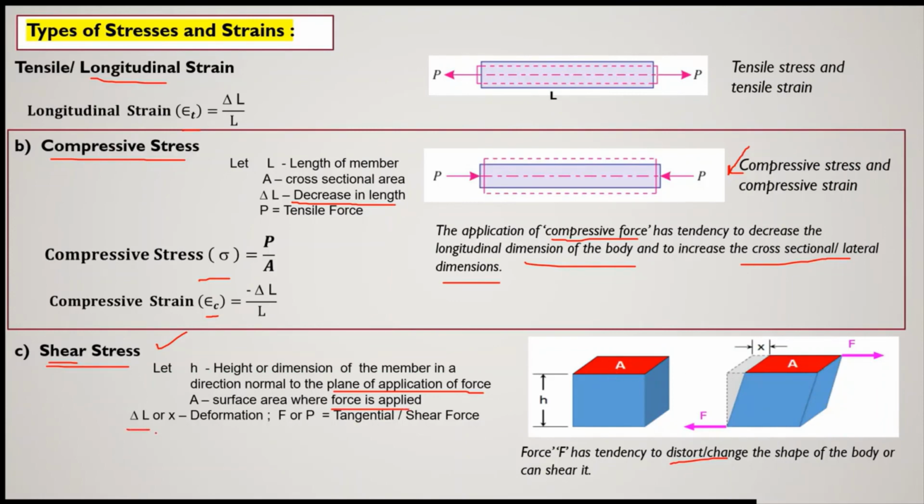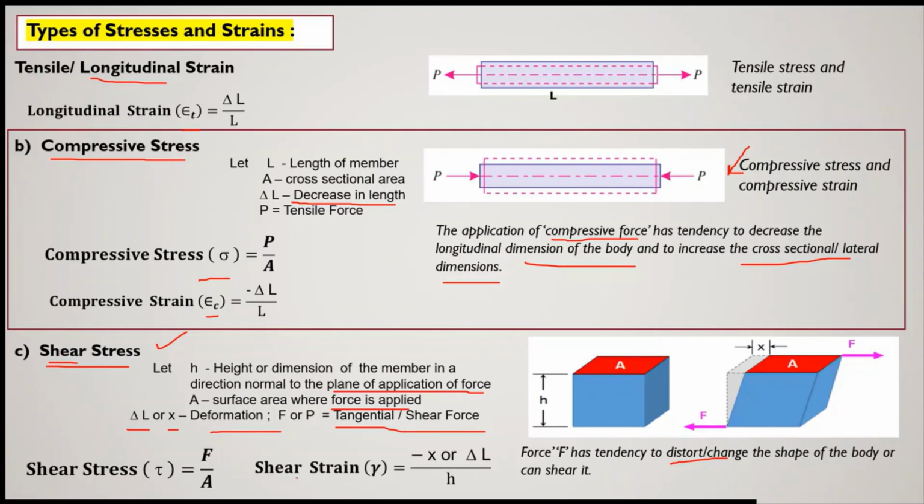Now somewhere we can use it as delta L, or here we are showing it as x. So delta L or x is the deformation. F, or you can write it as P also, is the tangential or shear force. So shear stress is given by symbol tau, that is equal to F upon A, and similarly shear strain is given by symbol gamma, that is minus x or minus delta L by H, or you can take it just as a positive value of x by H. You can write it as positive x by H.